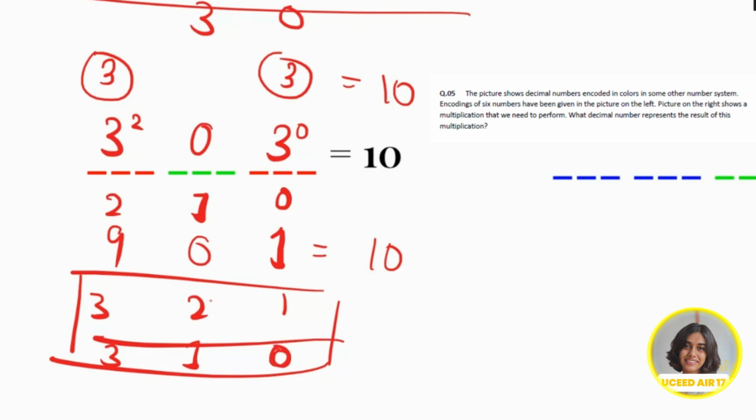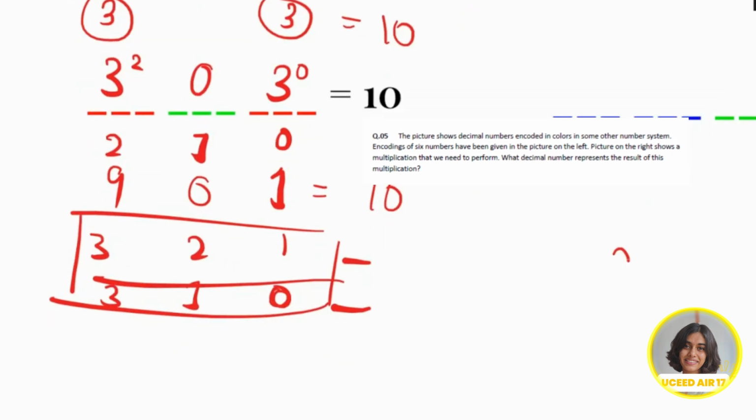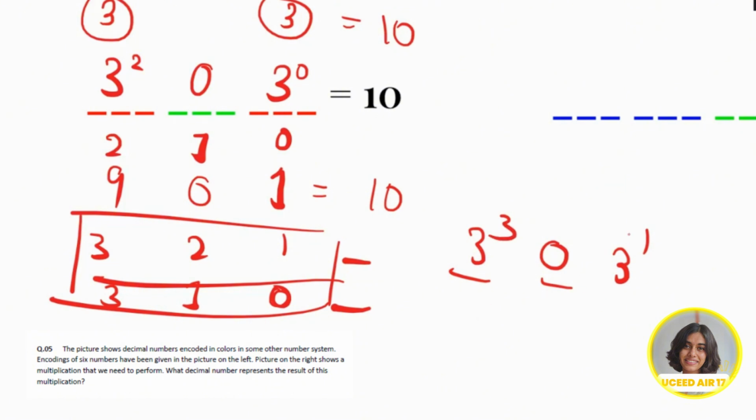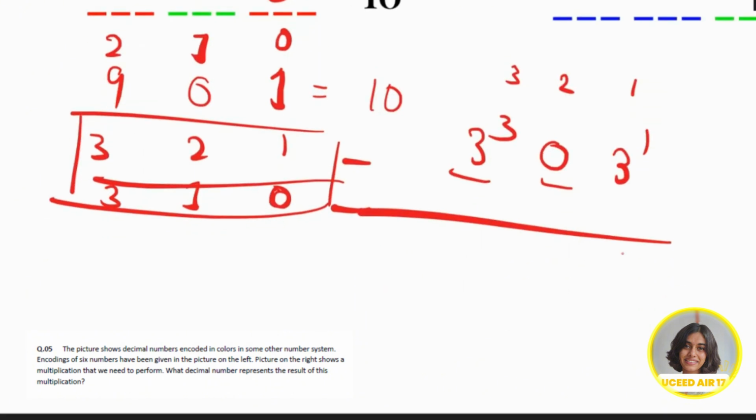Still, that might not click immediately, so you can go with both approaches. Either try putting 3 raised to 1, 0, and 3 raised to 3, because this is the first position, second position, third position. Or you can put 3 raised to 0, 0, and 3 raised to 2, because this is the 0th position, this is the first position, this is the second position.